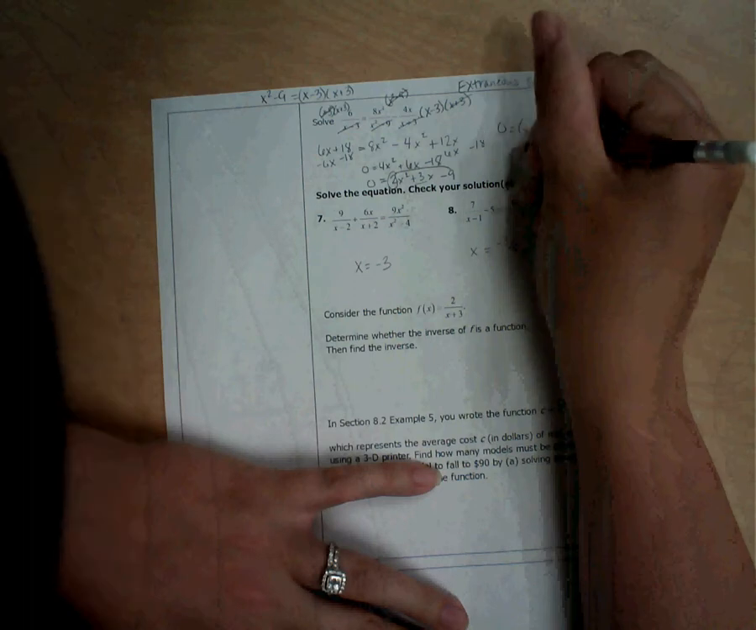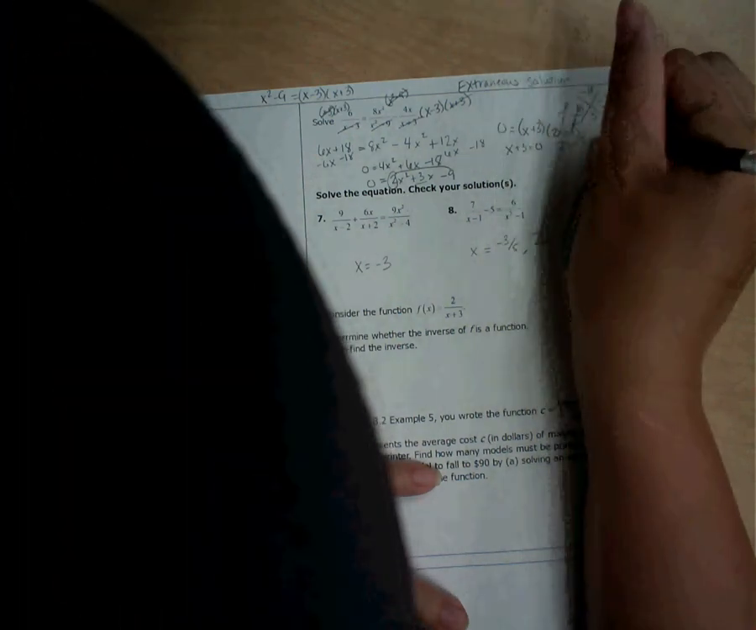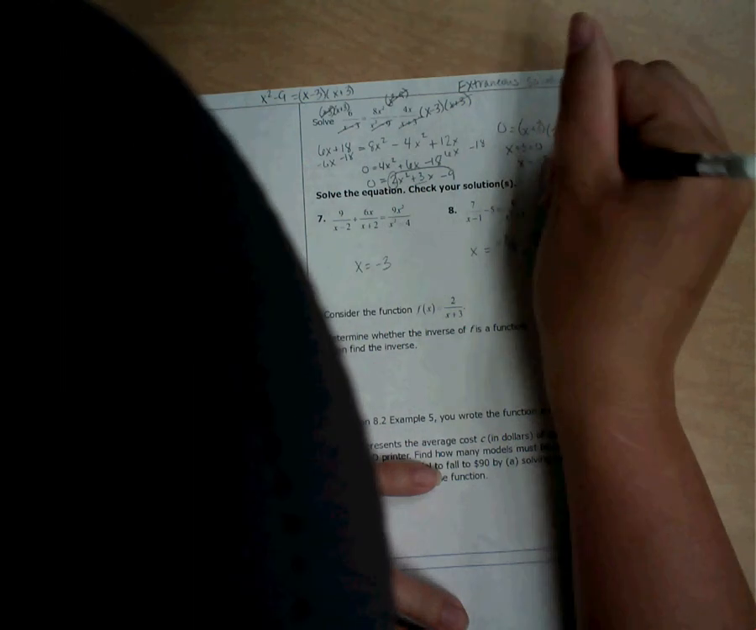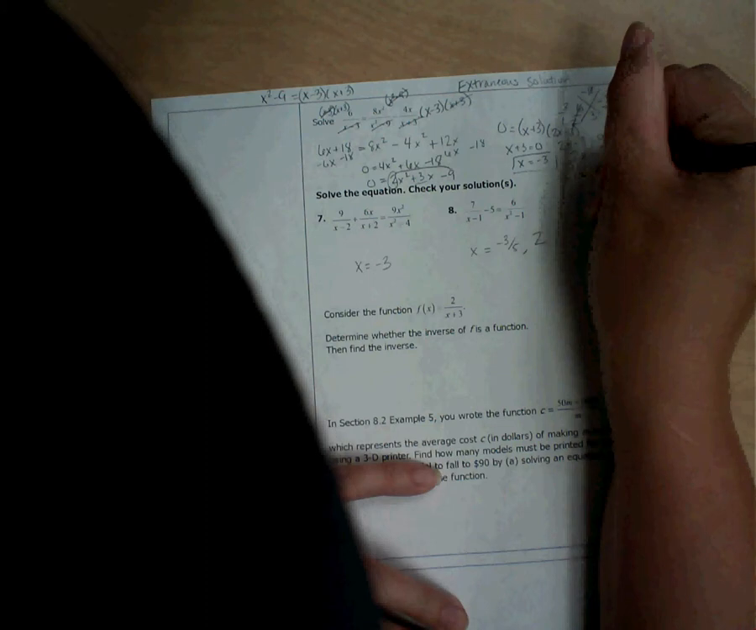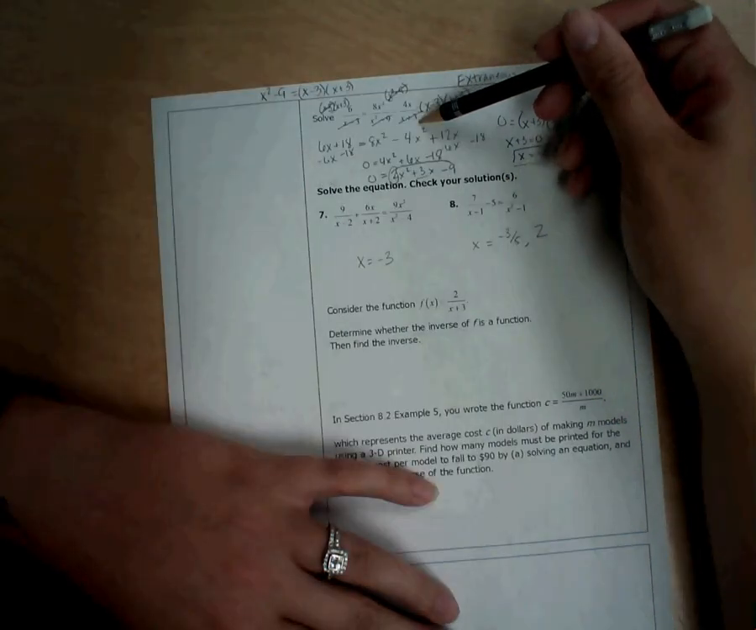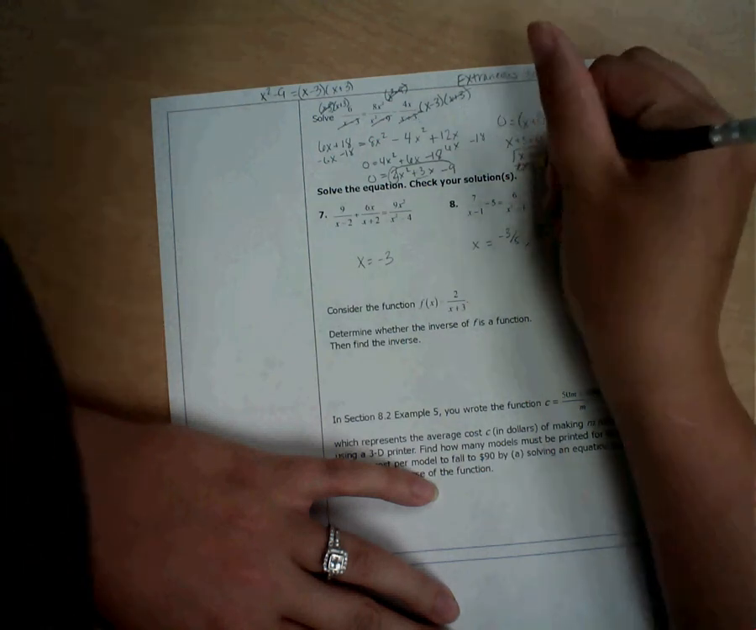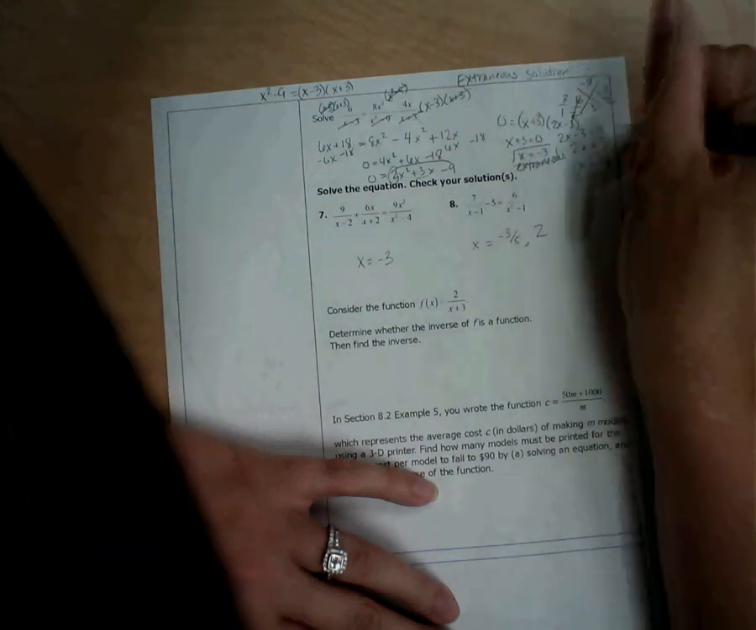If I set my factors equal to 0 and solve for them, x is negative 3 and 2x is equal to 3, x is equal to 3 over 2. Check your answer. So if I plugged a negative 3 in right here, I would be dividing by 0. And you can't divide by 0, so this is extraneous. So my only real solution right here is this one.